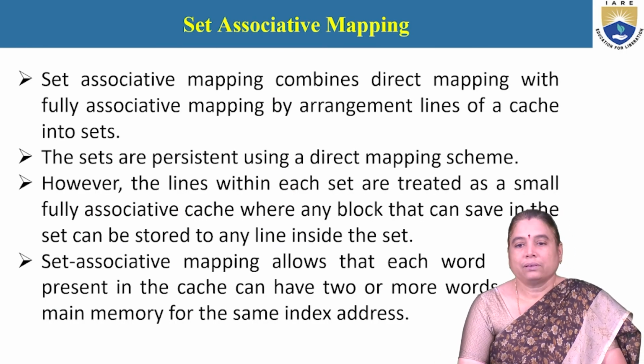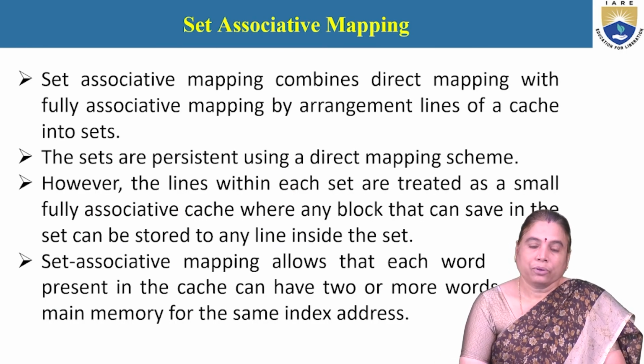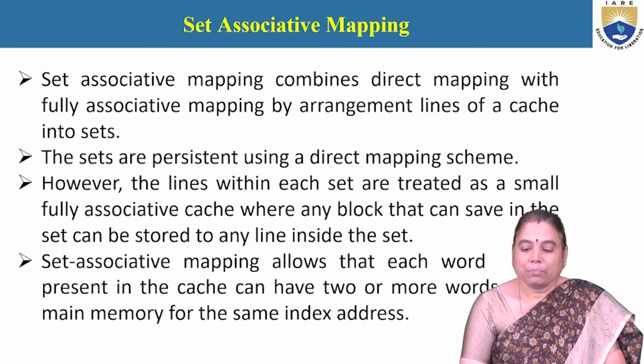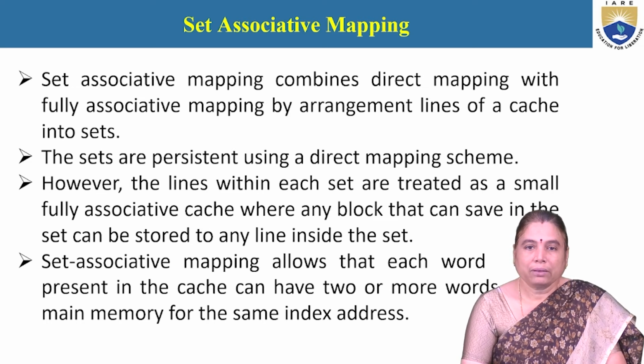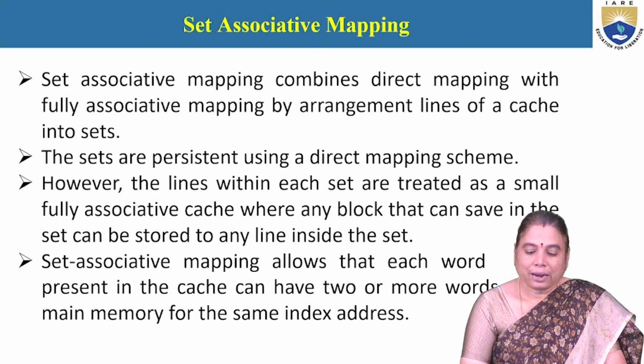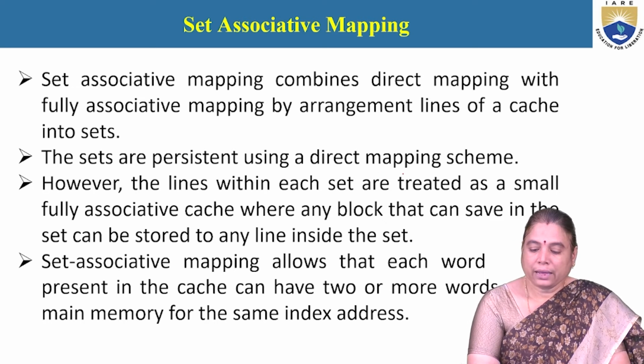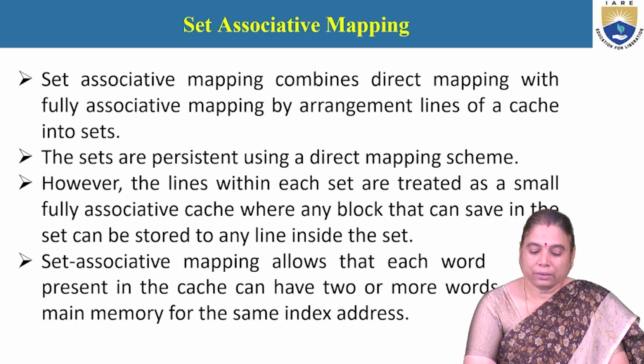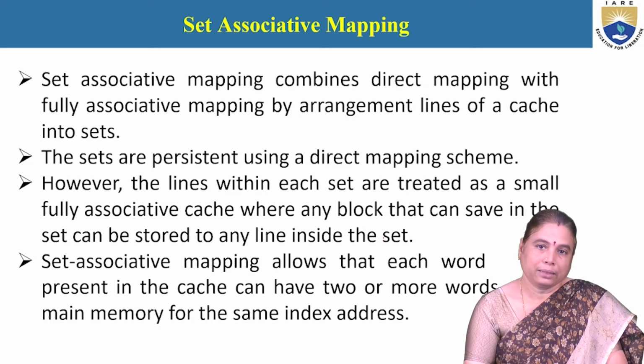The third method is set associative mapping. Set associative mapping is the combination of direct mapping and associative mapping. It combines direct mapping with fully associative mapping by arranging the lines of a cache into sets. The sets are persistent using a direct mapping scheme. However, the lines within each set are treated as a small fully associative cache, where any block can be stored in any line inside the set.